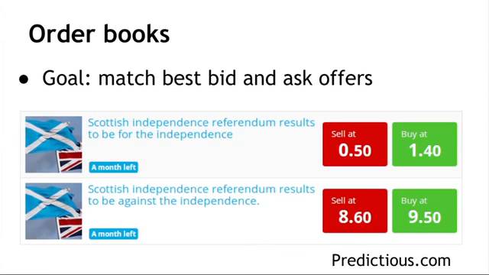And you can see that there's a spread. In each case, there's a spread between what people are willing to sell at and what people are willing to buy at. And the goal of an order book is to match up those sellers and buyers so that they make a trade and that they split the difference.